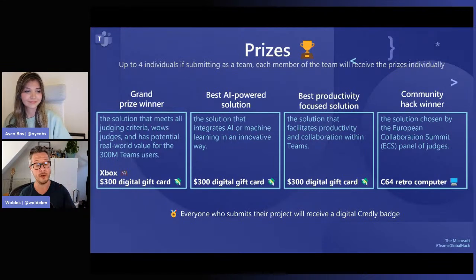Two, another area that we've got is apps that will help you achieve more with Teams, help you work more effectively, more efficiently, save you time. So we will look at another type of apps. Then we're working together with the European Collab Summit, which will also choose their favorite hack. And they have a really awesome prize because they will give everybody on the team that they pick a retro C64 computer. Really exciting stuff. And then for the grand winner, the best of the best hacks, the winning team, everybody on the team, up to four folks, will get an Xbox and a $300 digital gift card.